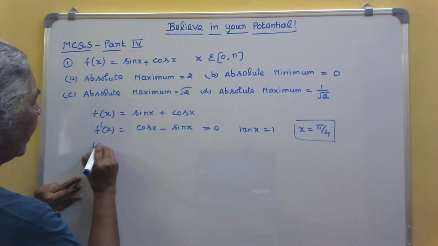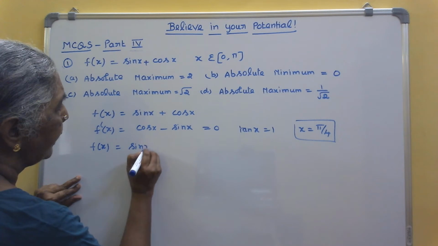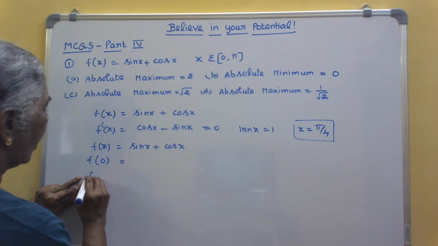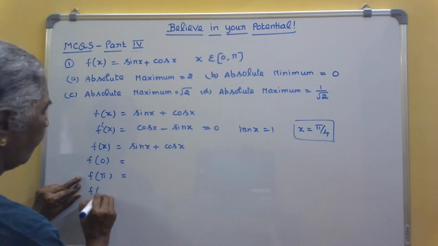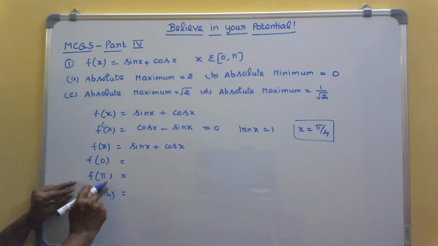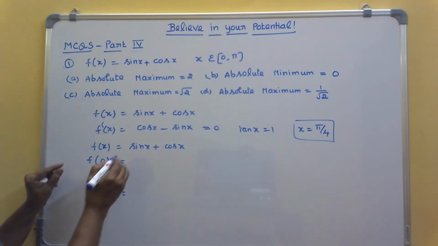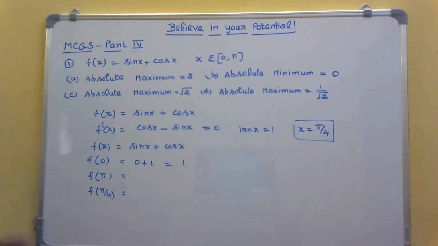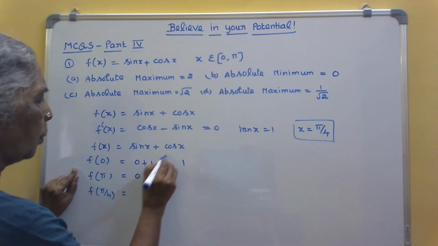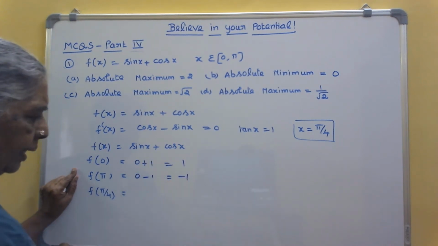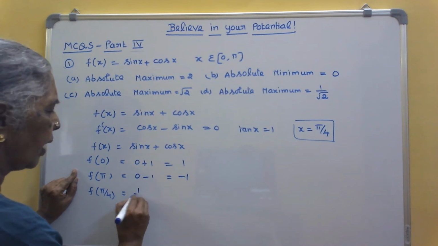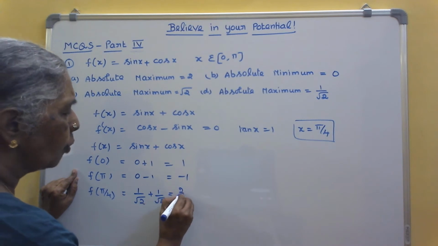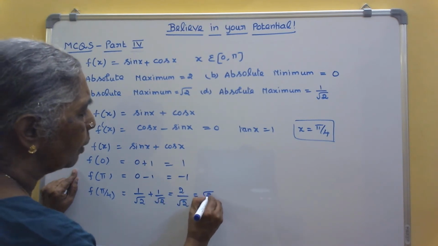So now I will write my f(x) again, sin x + cos x. I will find f(0), f(pi), and f(pi/4), right? These two are the end points and this is the critical point. So f(0): sin 0 is 0, cos 0 is 1, so I get 1. f(pi): sin pi is 0, cos pi is -1, so I get -1. f(pi/4): sin pi/4 is 1/root 2 plus cos pi/4 is 1/root 2, so you will get 2/root 2, that will be equal to root 2.